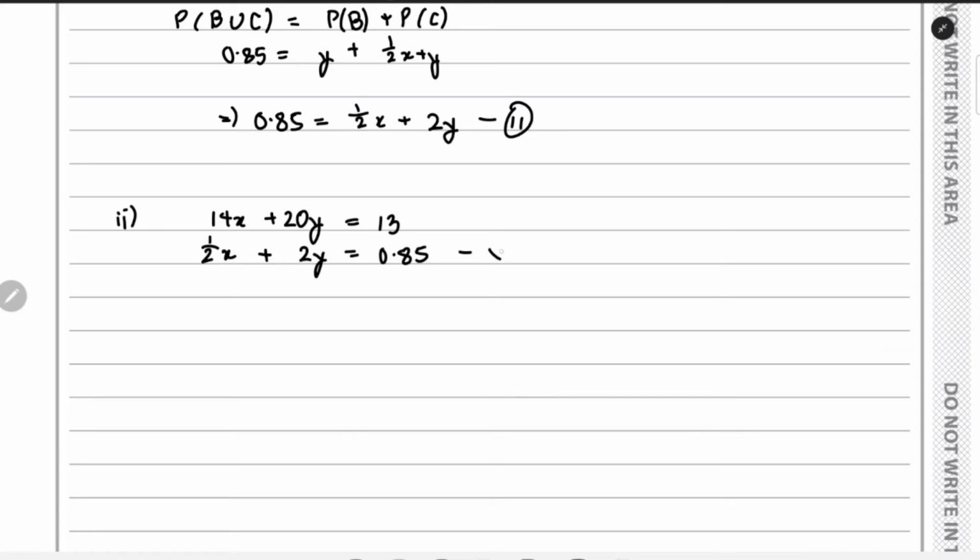If we multiply this by 10 and then subtract it, we'll get 14 minus 0.5 into 10. So we'll have 9x plus 0y, 20y minus 2 into 10y, and 13 minus 10 into 0.85, so 13 minus 8.5, which is 4.5. So x is 2. Oh, so x is half. 4.5 by 9 is half.